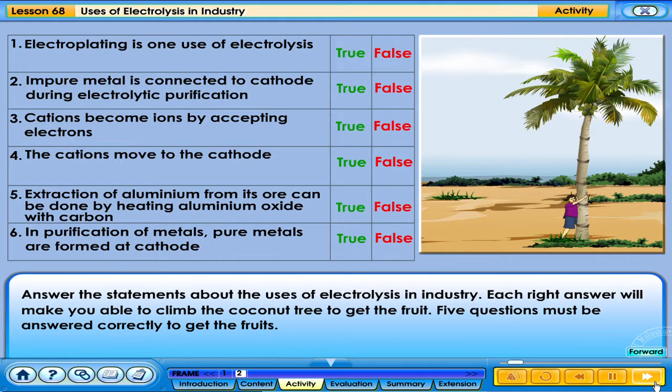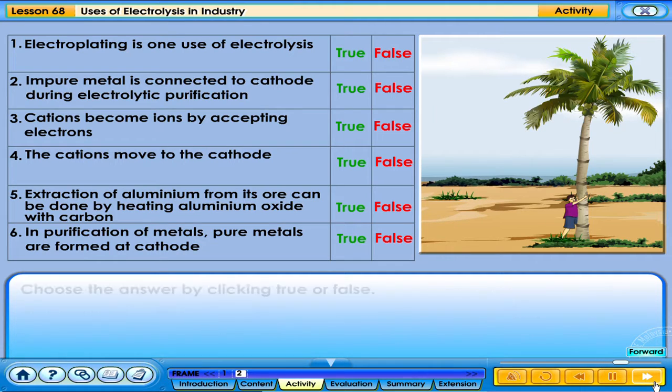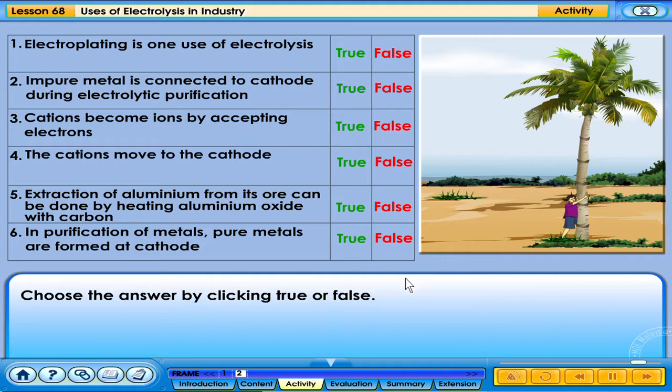Answer the statements about the uses of electrolysis in industry. Each right answer will make you able to climb the coconut tree to get the fruit. 5 questions must be answered correctly to get the fruits. Choose the answer by clicking true or false.